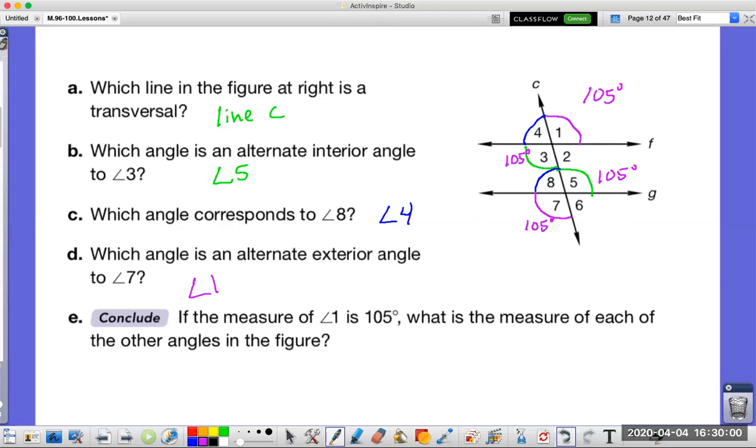How do I find that? By taking that 180 degree line that I see here and subtracting the 105 that we have. That's 180 degrees minus 105 degrees. Subtract it, you end up with 75. So this means angle 4 is 75, angle 2 is the same, 75 degrees, angle 8 is also 75 degrees, and angle 6 is also 75 degrees. Okay.